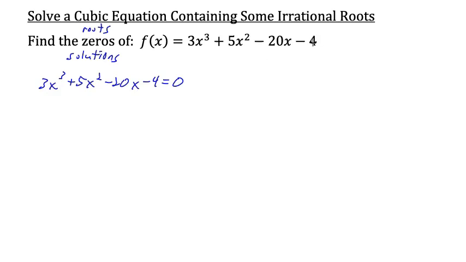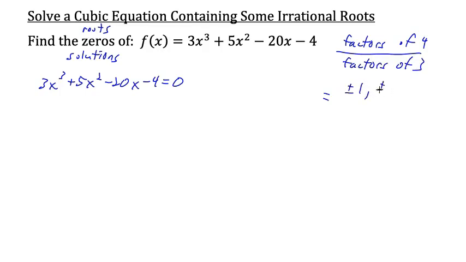So to use the rational root theorem, we're going to put the factors of 4 in the numerator and the factors of 3 in the denominator. Let's see the factors of 4. That would be positive and negative 1, positive and negative 2, positive and negative 4. The factors of 3 are just 1 and 3. So we have positive, negative 1, positive, and negative 3.